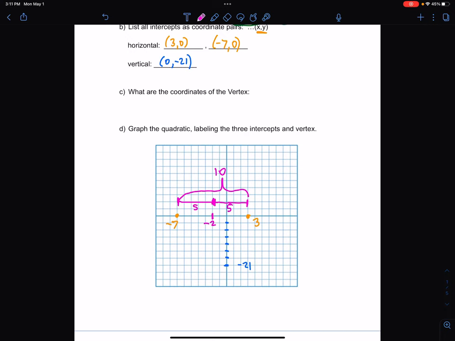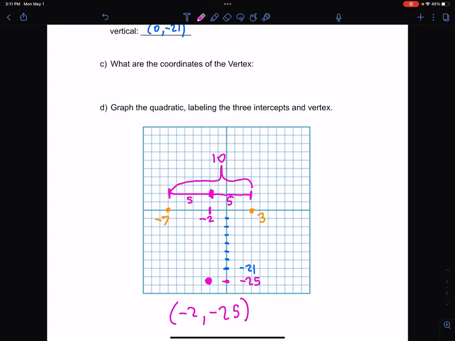So if this is 21, negative 25 will be about right down here. All right, but your point's got to go right here. This vertex is where x equals negative 2 and y equals negative 25. All right, now we got 4 points to go through here.